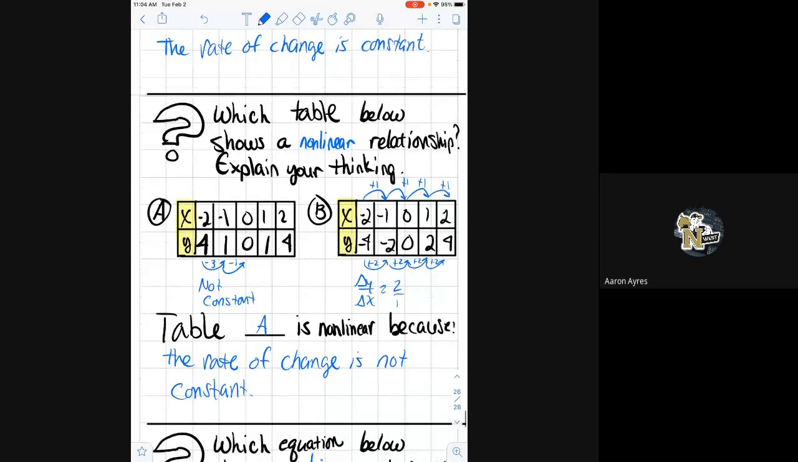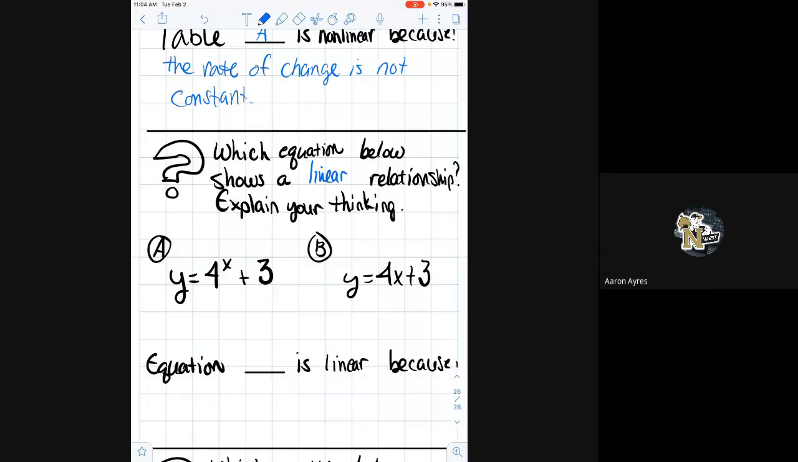All right, we got one more format. We're going to look at some equations now. Okay, so when this comes up, there you go. Which equation below shows a linear relationship? A linear relationship. Okay. If you need to discuss this with group mates, you can discuss it with group mates. Which equation below shows a linear relationship? One of them does, one of them does not.